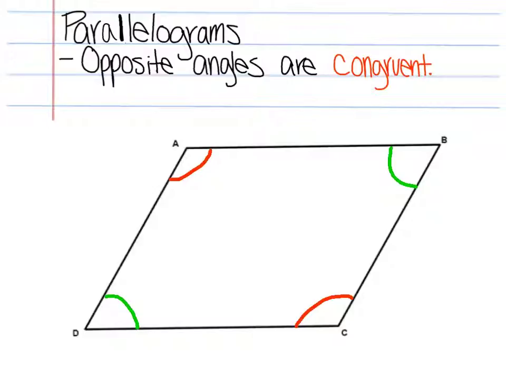Okay, parallelograms. The opposite angles are congruent. That means angle A is going to be equal to angle C, and angle D is going to be equal to angle B. Opposite angles are just the angles that are on the opposite side of the figure. So if angle D is 52 degrees, what's that mean angle B is going to be? 52 degrees.